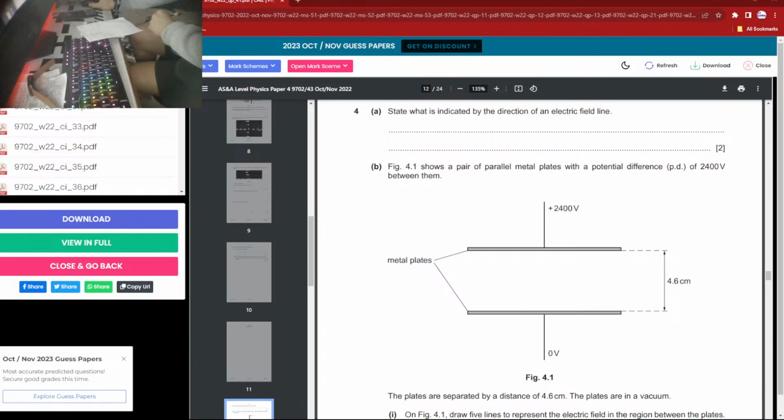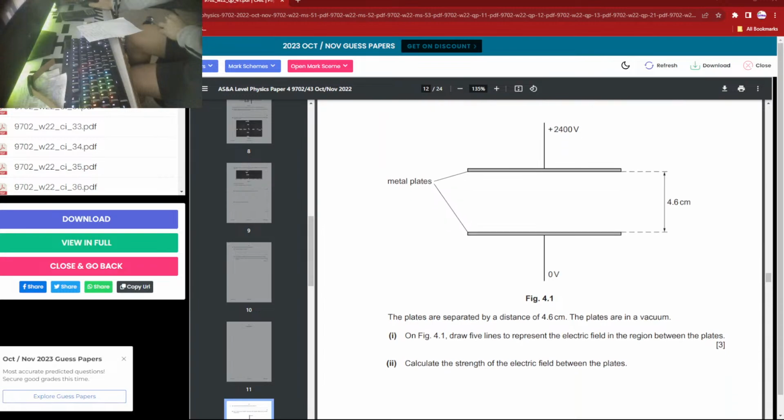Figure 4.1 shows a pair of parallel metal plates with a potential difference of 2400 volts between them. Draw 5 lines to represent an electric field line. So since it's a zero potential difference over here, you will have lines going down here. So you have electrons coming in here. So of course they will be going towards the neutral area. 1, 2, 3, 4, 5 down like that. 2,400 V, 0 V will be going down. So 1, 2, 3, 4, 5.